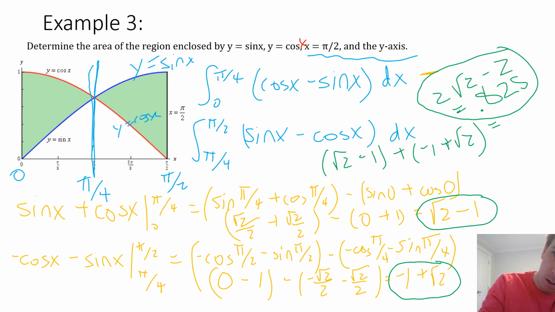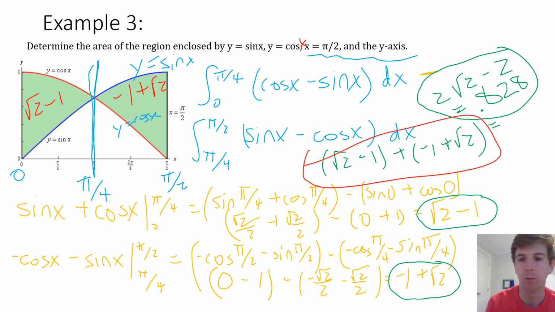But there we go. Okay, so the main point here is that when you have breaks in your region, you need to be very careful about which function is the upper and lower function, and break up the interval by all those points of intersection, and then just add up each area separately. So this first one, that root 2 minus 1, is the area for this region. The area for this region is negative 1 plus root 2. To get the total area, we just added them together, and that's how we got 2 root 2 minus 2.